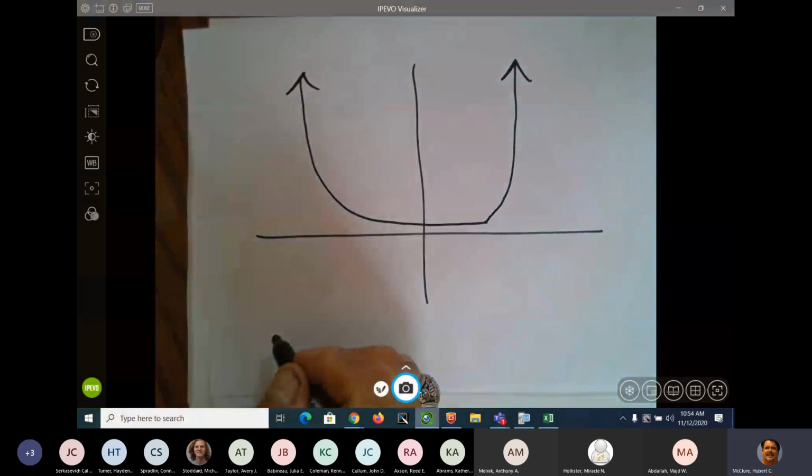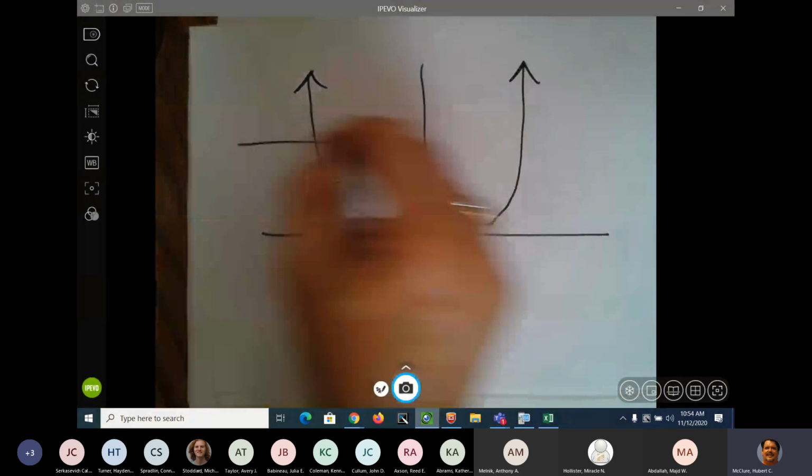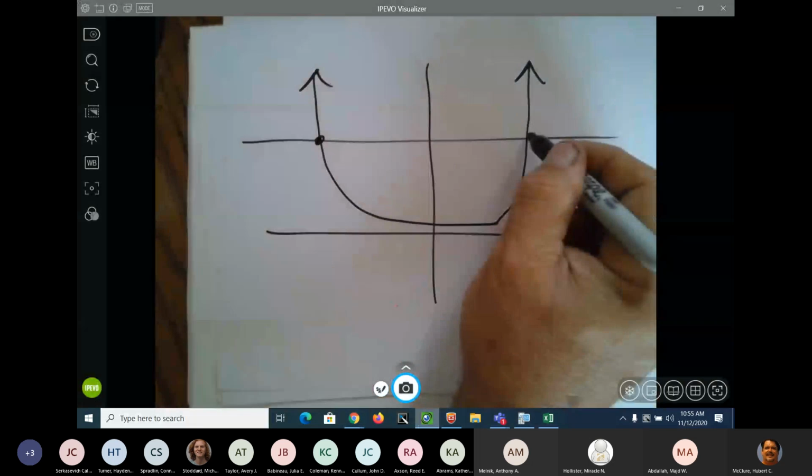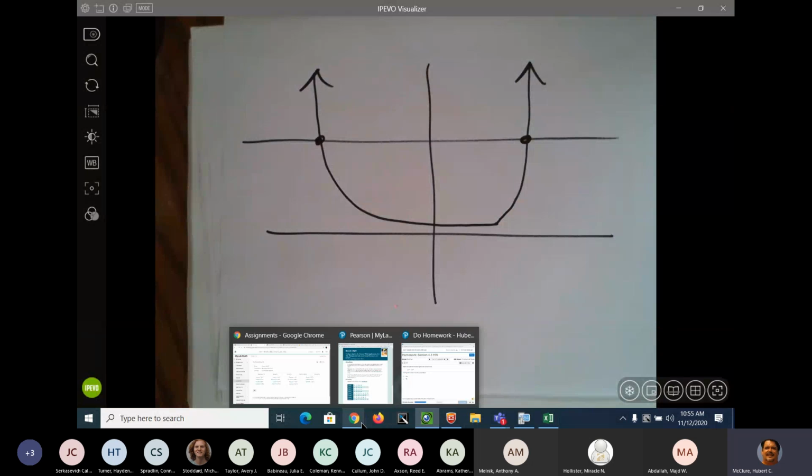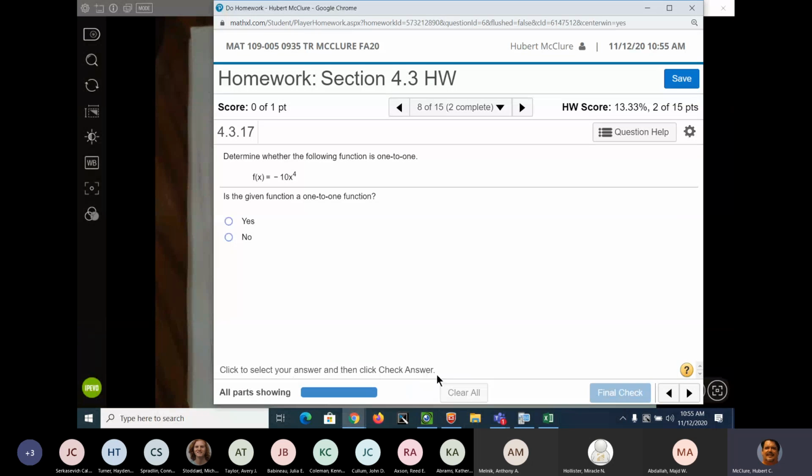So that's what x to the fourth looks like. Does it hit twice? Yep, so it is not a one-to-one function. So if you know your parent graphs, you can do these in like no time.